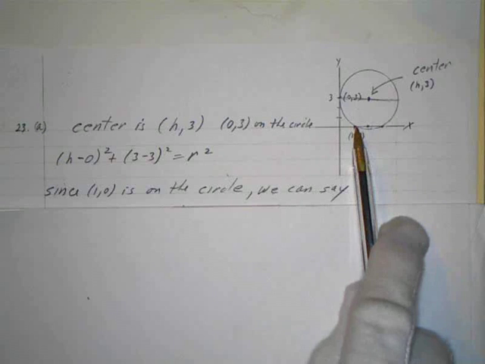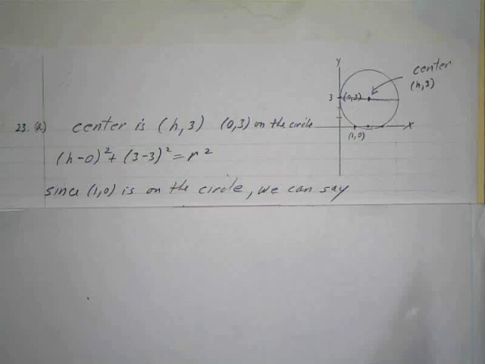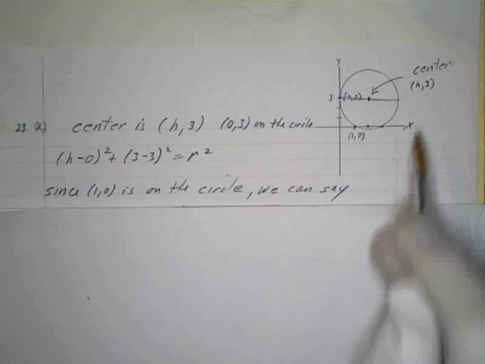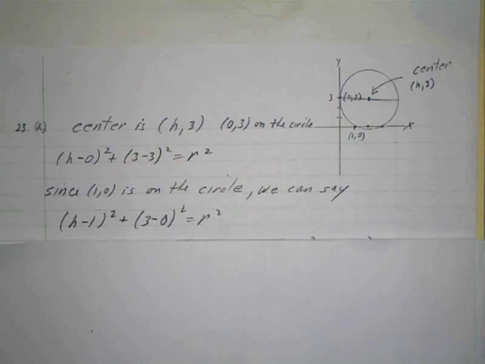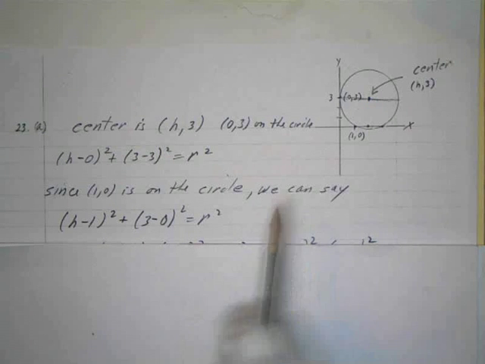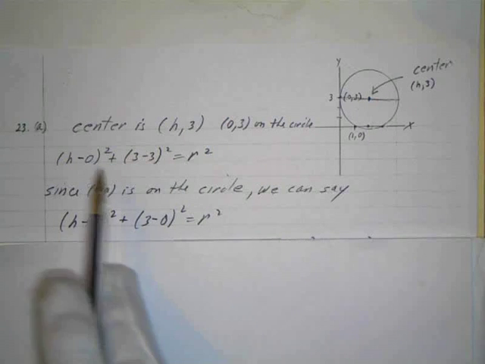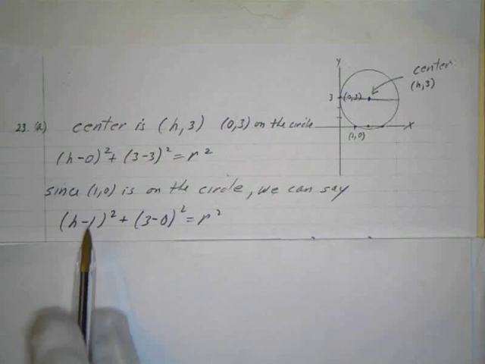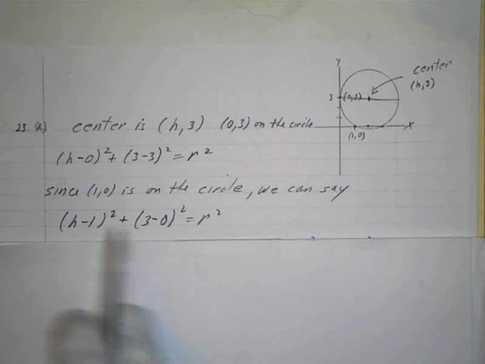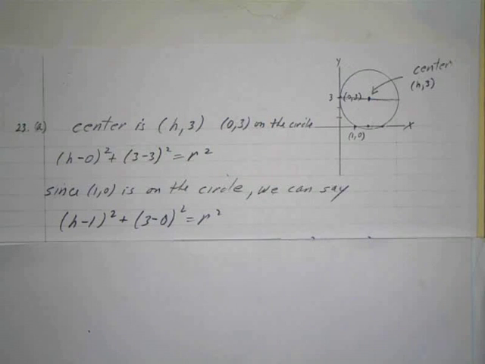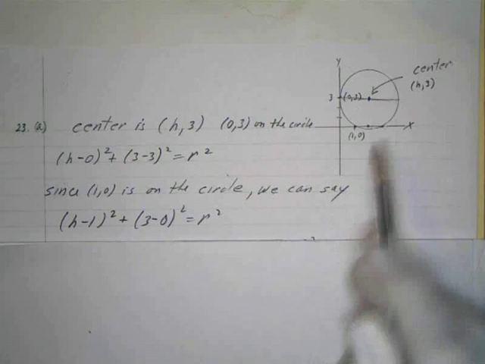Now, since (1, 0) is on the circle, the distance from the center (h, 3) to (1, 0) will also be the radius. So I can put that in the equation like this, and rather than using the point (0, 3), I'll use the point (1, 0). So (h minus 1) squared plus (3 minus 0) squared is also equal to r squared because the radius is the same for the whole circle. It's always this r. So I'm using these 2 points.